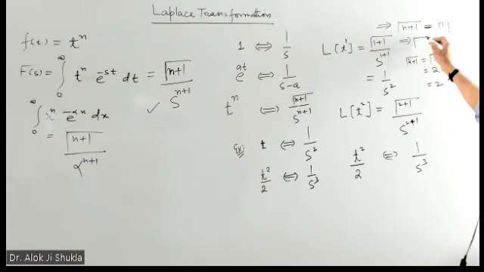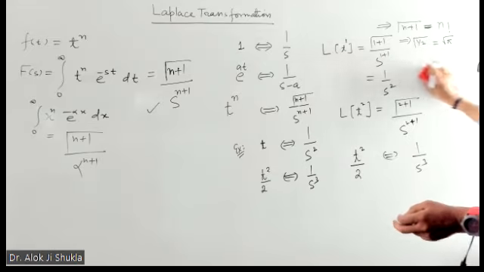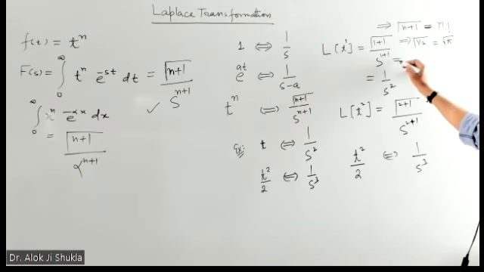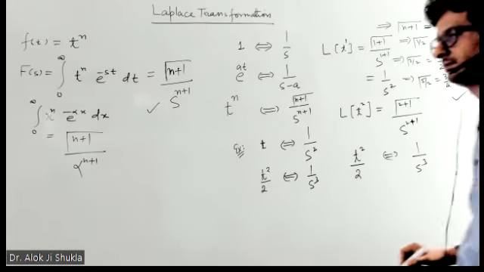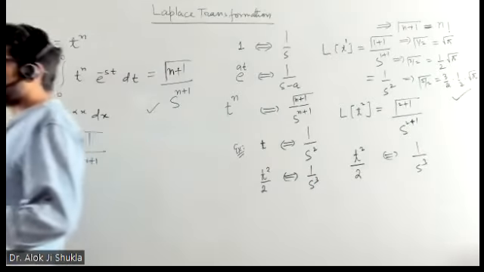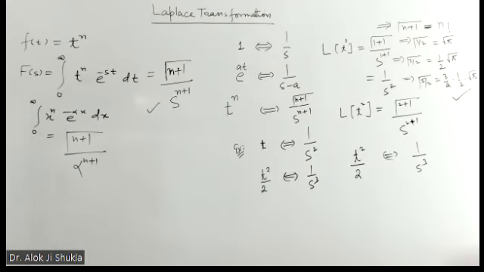But if it is gamma half, then it is under root pi. And if it is gamma 3 by 2, then it is half root pi. If it is gamma 5 by 2, then it is 3 by 2 into half into root pi. You getting it? These are the things that you have already studied, but if it is not clear, you should clear it. Very, very important.